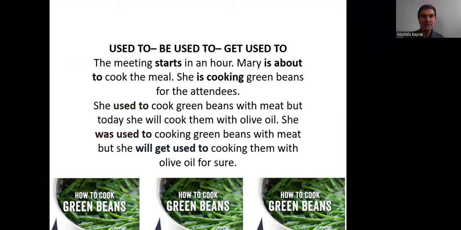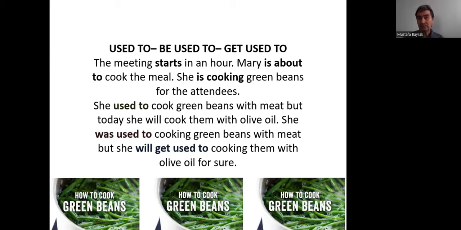The situation is this. The meeting starts in an hour. Mary is about to cook the meal. She is cooking green beans for the attendees today. She is cooking here means she's going to cook green beans for the attendees. She used to cook green beans with meat, but today she will cook them with olive oil. She will change her habit. She used to cook green beans with meat in the past or as a habit, but today she will change her habit and she will cook them with olive oil, not with meat.